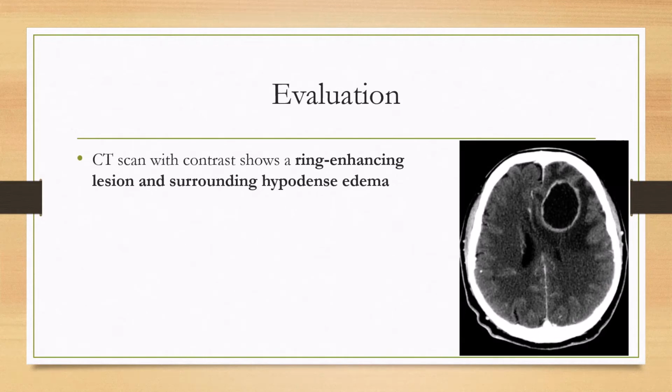So evaluation usually starts with the CT head. Now, on the CT scan with contrast, there will be a ring-enhancing lesion, as seen here. And usually it's also hypodense in the inside and in the nearby surrounding, which represents edema.